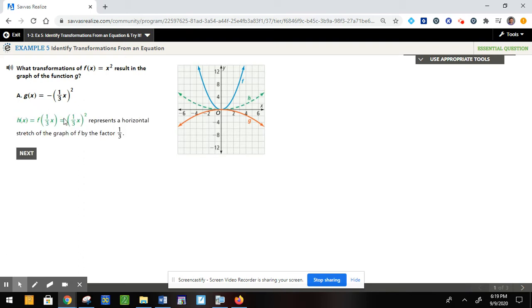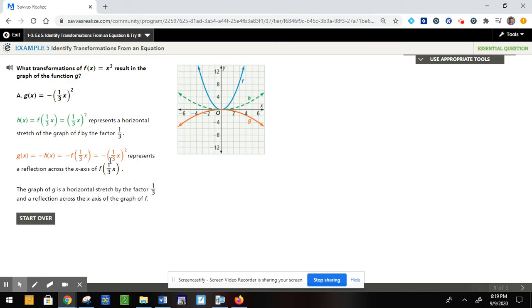All right, so again, that 1/3 on the inside represents a horizontal stretch of the graph by 1/3. The negative sign is going to be a reflection over the x-axis. So in other words, it flips it upside down.